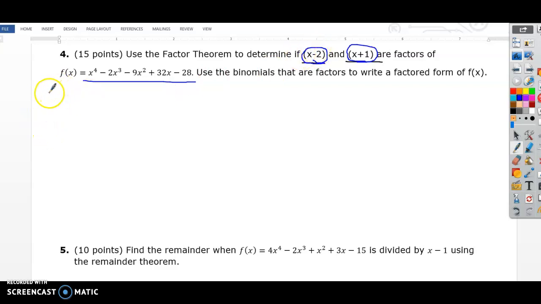So if this is x minus 2, if I set that equal to 0, that means my first potential factor could be a positive 2. So then I'm going to pull the coefficients from all of these terms. So if there's no number there, I could put a 1, so that's 1. And then this is negative 2, and then negative 9, 32, and negative 28.